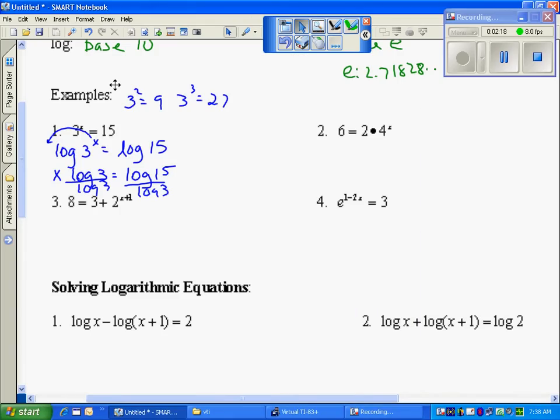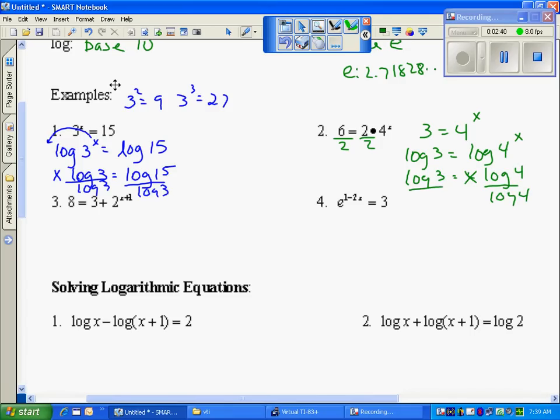So before I go logging, again, I need to isolate. The first thing is that I'm going to divide by 2, and I get 3 equals 4 to the x. Again, I'm going to go logging, and the purpose of logging is to take that exponent using my properties. It says the x comes down in front, and I'm going to divide by log of 4. And again, I could check that on my calculator.